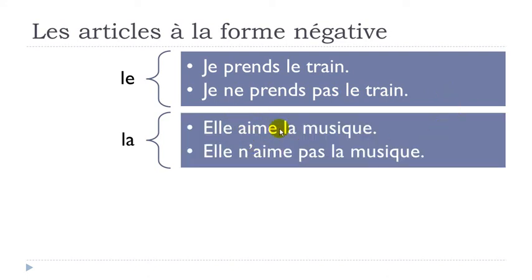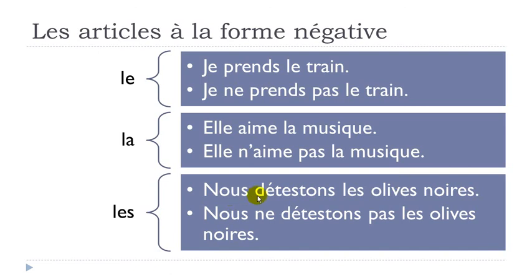So, feminine, elle aime la musique. Aimer is to like or to love. Elle aime la musique, the music. Elle n'aime pas la musique. It doesn't change at all. Les, plural form, nous détestons les olives noires. Détester, to hate. Olives, and then noir, black. Nous détestons les olives noires. Negative form, nous ne détestons pas les olives noires. In that case, it doesn't change. So you can see le doesn't change, la doesn't change, and les doesn't change either.